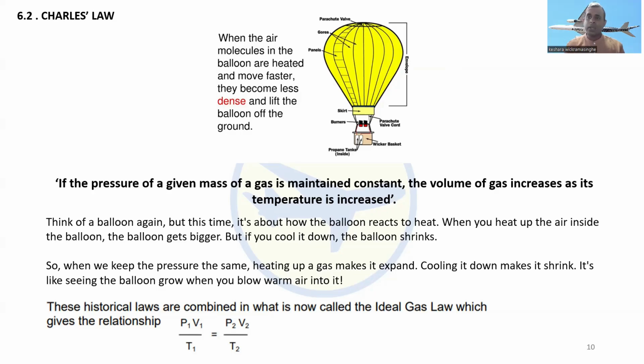Okay, so these historical laws, like Charles's law and Boyle's law, are combined in what is called the ideal gas law. The ideal gas law is made by combining Boyle's law and Charles's law, which gives the relationship P1 V1 over T1 equals P2 V2 over T2. It means pressure times volume over temperature equals P2 V2 over T2, like we are comparing two states.